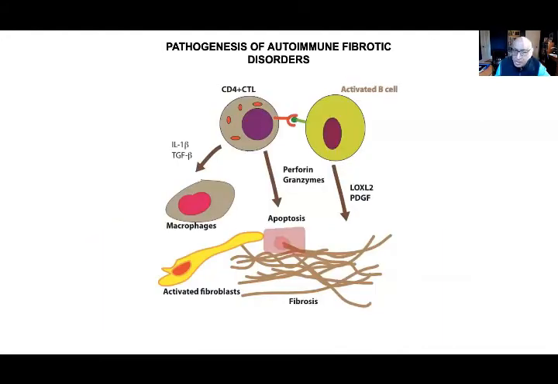Okay? So again, the big picture view, we come back to this. This is the pathogenesis of autoimmune fibrotic diseases. You have CD4-CTLs, you have activated B cells, they may work together, and you get cell death. Okay?